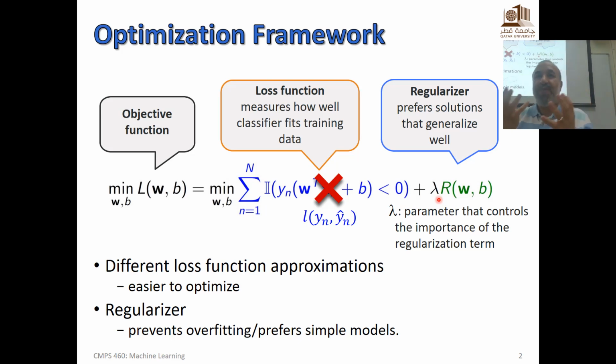Do you favor a very simple model? If you want a very simple model with reasonable performance, then what should be the value of lambda? High. But not so high, because if it is so high, that means you don't care much about the performance. The opposite, a very small lambda, will completely ignore the regularization and you just focus on the loss. Did I answer your question? Any other questions?